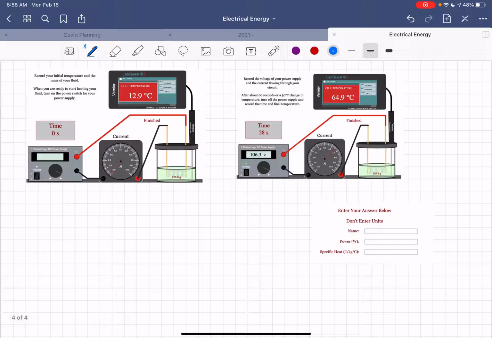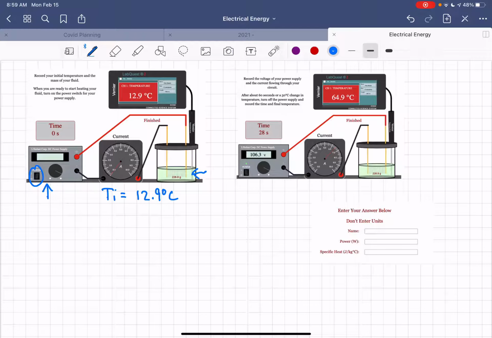The final problem is kind of tricky. We're going to be using an immersion heater, which you can actually buy at Target, which will do things like warm up your coffee. And what we're going to do is we're going to try to figure out the specific heat of the liquid that we are warming up. So when you open up the program, your voltage supply should be turned off. What you want to do is measure your initial temperature. And for me, it's 12.9 degrees Celsius.